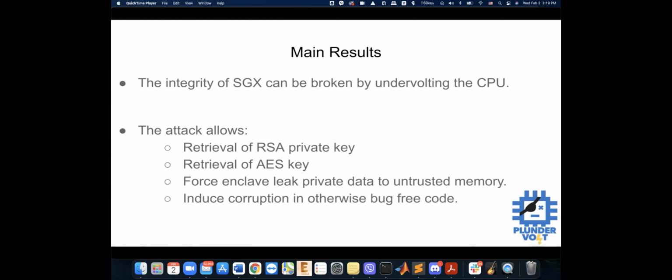And therefore, the attack allows retrieval of RSA private keys, the retrieval of AES keys, and can also force the enclave to leak private data into the untrusted memory. Further, it can induce corruption in otherwise bug-free code.